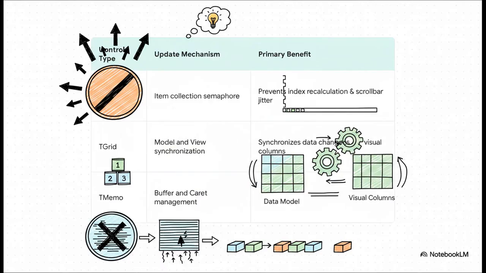What's so powerful about this is how the pattern is specifically tailored for different controls. So for a TListView, for example, it completely stops that constant recalculation of item indexes and that really annoying scroll bar jitter you see when you add a bunch of items. For a TGrid, it intelligently syncs the data model with the visual columns all in one go. And for something like a TMemo, it prevents the massive overhead of reflowing all the text and fixing the caret position with every single tiny change.